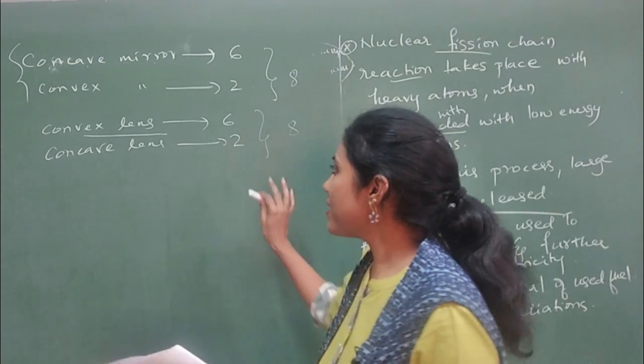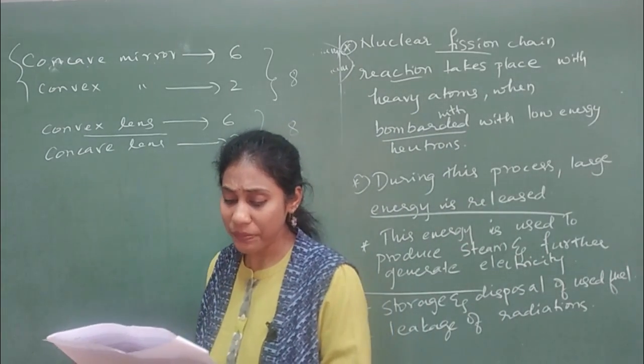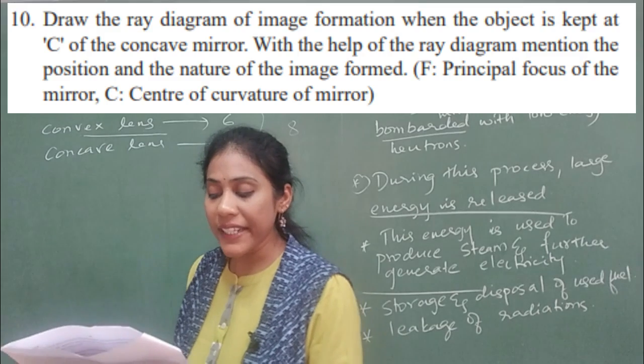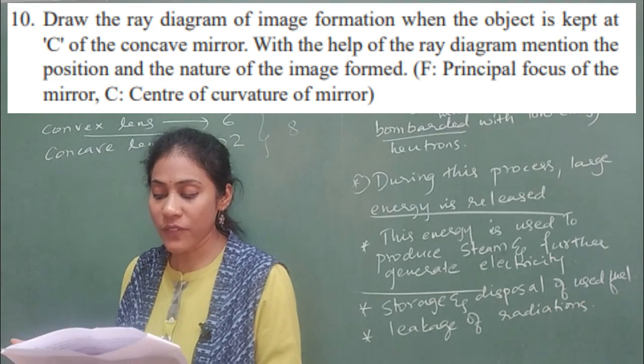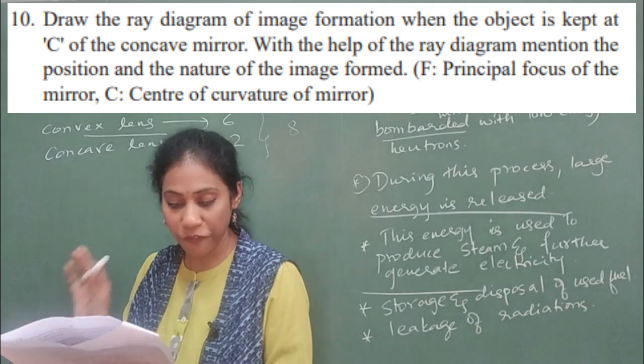So now I'll draw the ray diagram that is asked in the question. They said, draw the ray diagram of image formation when the object is kept at C of the concave mirror.